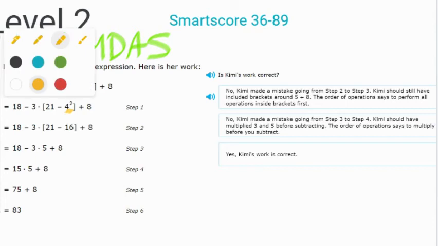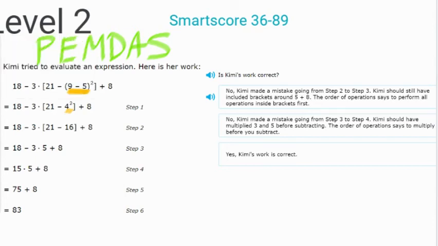Next was the stuff inside inside here. And inside here, there's two things going on. Inside these square brackets, there's subtraction and there's an exponent. Exponents come before subtraction, right? Exponents are earlier on, subtraction is later. So that was good that they did the exponent, because 4 to the second power does equal 16, because 4 times 4. Okay. Take a look at the next step, see if they did the right thing.